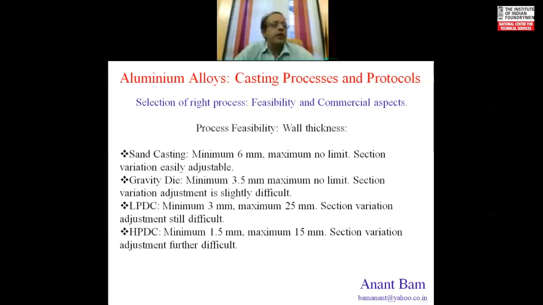Section variation is easily adjusted. For gravity die casting, 5 mm minimum, maximum there is no limit. Section variation can be adjusted, but the degree of difficulty increases slightly. So is the case with low pressure die casting: 3 to 3.5 mm, maximum 25 mm. Section variation adjustment is still difficult because if you have section variation at the remote area or at the far end, then it cannot be fed because your pouring point is at the center of the casting. For high pressure die casting, minimum wall thickness becomes 1.5 mm, maximum 15 mm, section variation adjustment further difficult. All these are ballpark figures. These are not hard and fast, but as industry practice, these are considered to be rigid figures.